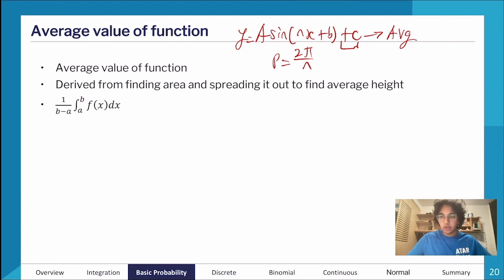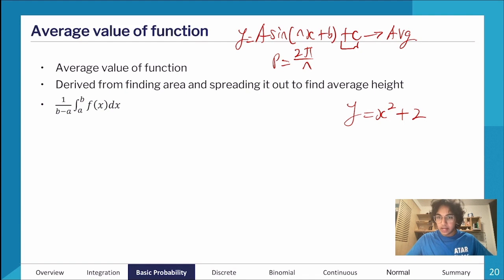So if they give you a question where maybe the temperature is modeled by a sine graph, and they ask what's the average temperature, that's just whatever the plus c or the y translation is. Another way we can work out the average value of a function is for a function like y equals x squared plus 2.